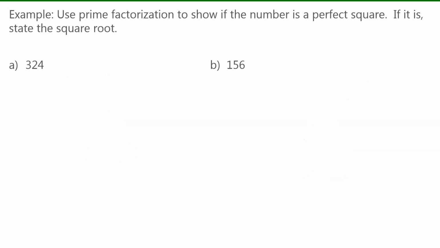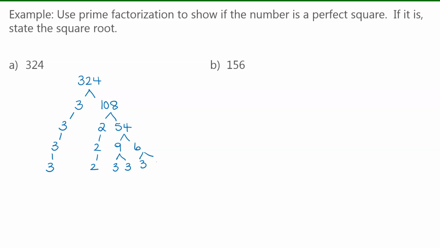Example: use prime factorization to show if the number is a perfect square. If it is, state the square root. So let's take this first example, 324. I can split that into any two numbers I want. So 324 is 3 times 108. 3 can't be split up anymore, but 108 can split into 2 times 54. So that 3 I'll carry down, this 2 I'll carry down, and I know 54 can split into 9 times 6. So 3 doesn't go any further, 2 doesn't go any further, 9 can split into 3 times 3, and this 6 here can split into 3 times 2.